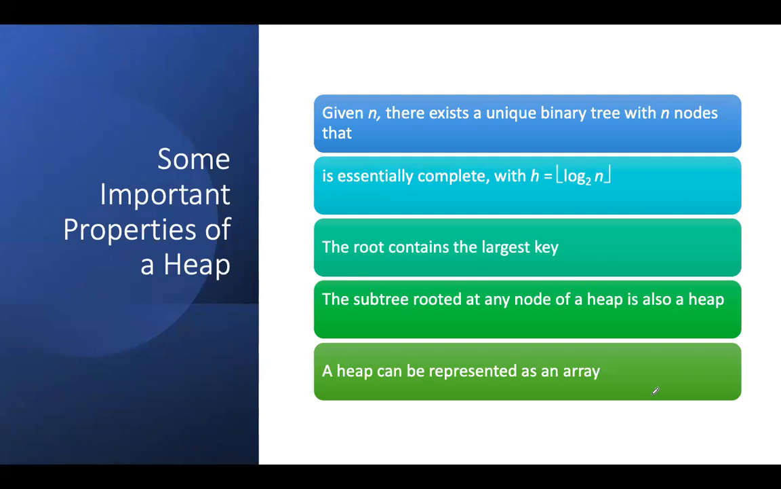So some important properties of heap are: given n, there exists a unique binary tree with n nodes that is essentially complete, and its height will be log n base 2. The root contains the largest key. The subtree rooted at any node of a heap is also a heap. Okay, if you take the subtree, again it will also be a heap.